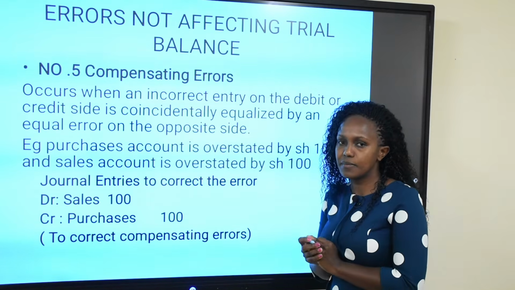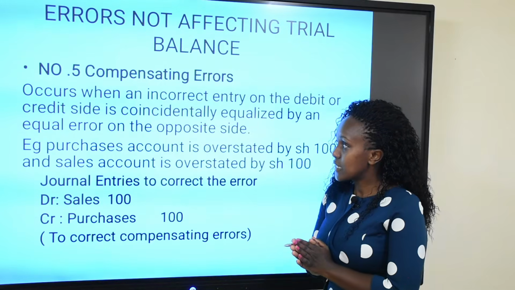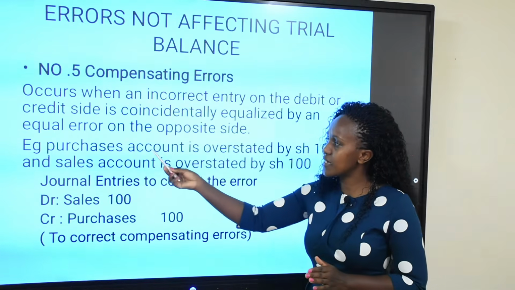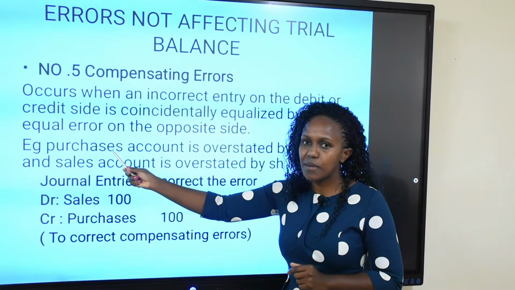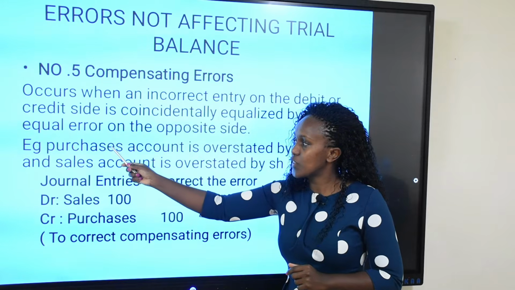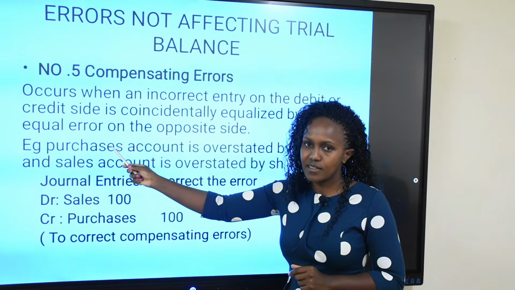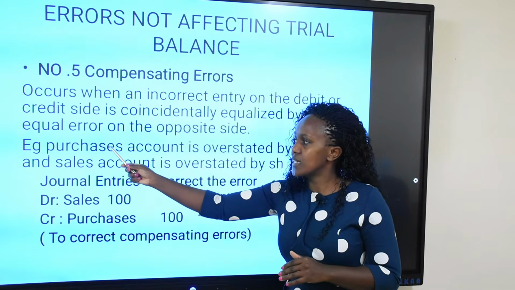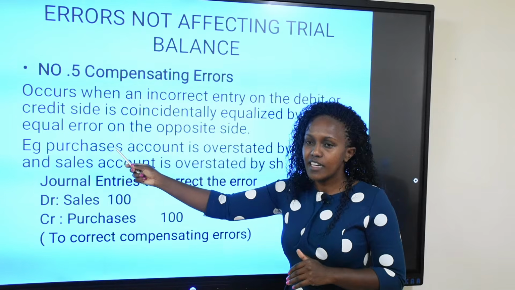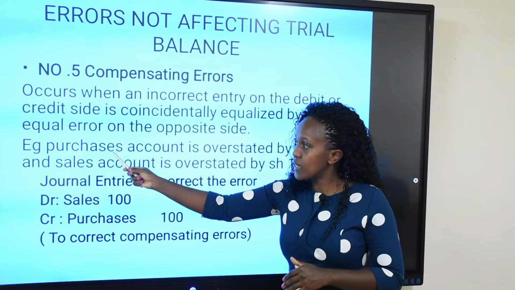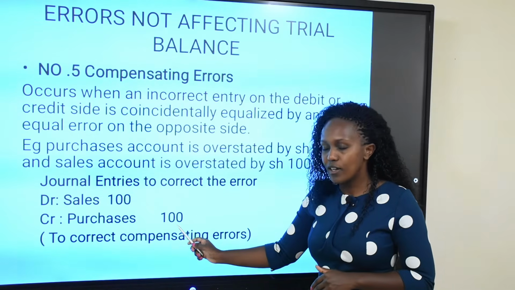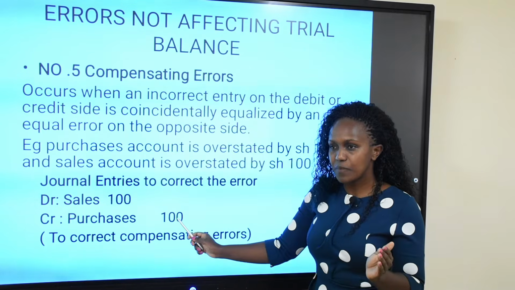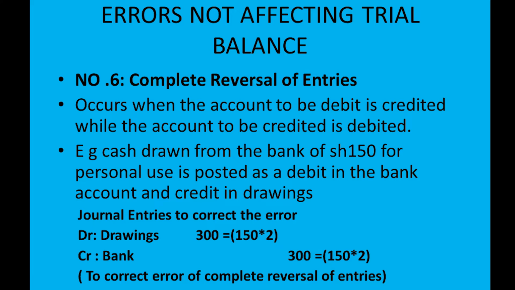Now we need to correct them. For us to correct these errors, we have to pass a journal entry. We are saying that the purchases is overstated by 100 on the debit side. We need to reduce it. How do we reduce the purchases? Because it is overstated by 100 and it is on the debit side, for us to reduce the purchases, we have to credit the purchases. So we are reducing by the overcast amount. So for the purchases which is debited, we are going to credit to reduce it by 100.